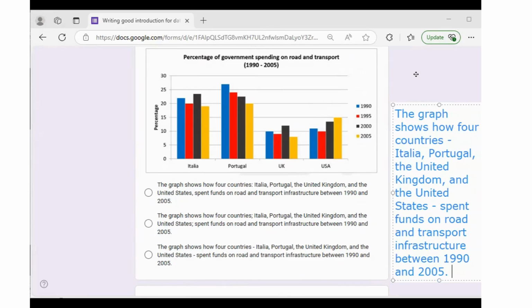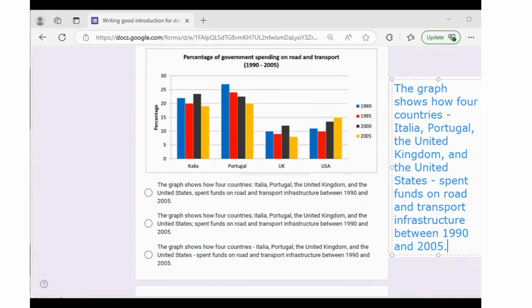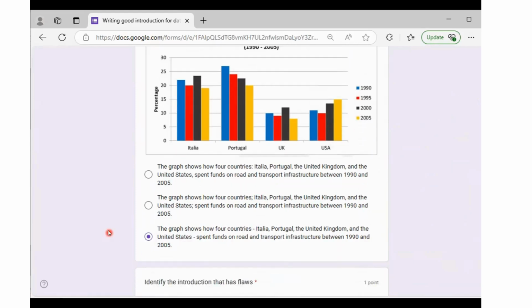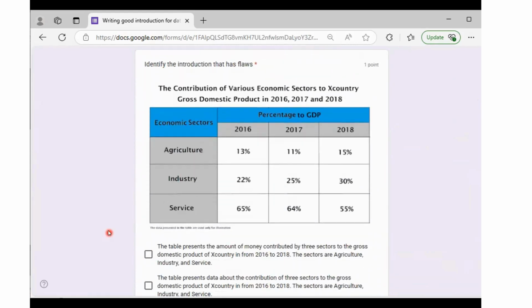But I usually advise that people do 2 sentence introductions, because the risk of grammar error will be reduced. Now, number one is not correct. Number two, the graph shows how 4 countries, dash. There should be a dash here again, just like I did earlier, not a semicolon. Can you see? That's option 3. That's the correct thing. Next one.